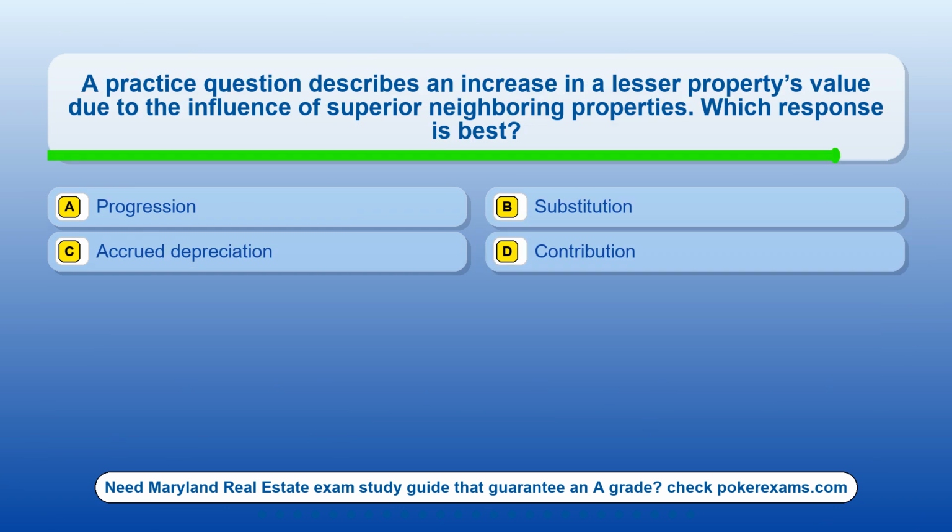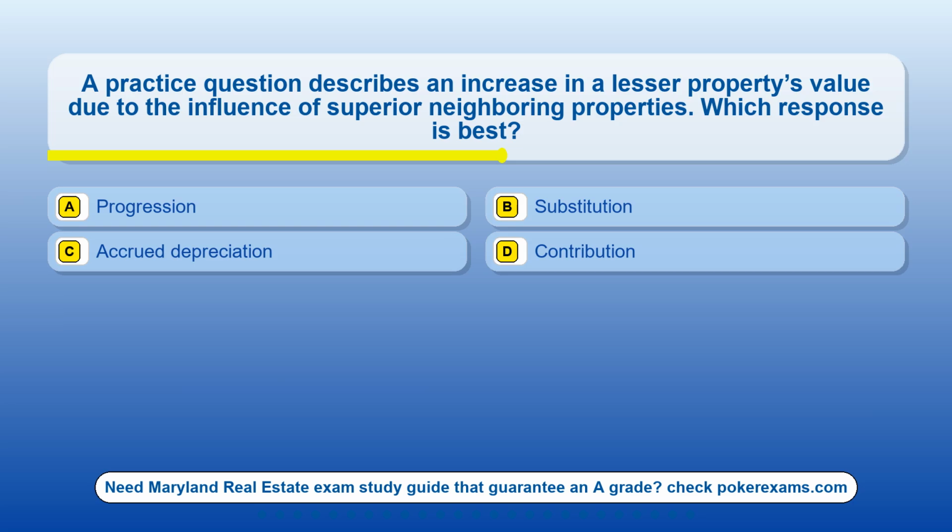Question 5. A practice question describes an increase in a lesser property's value due to the influence of superior neighboring properties. Which response is best? Option A, progression. Option B, substitution. Option C, accrued depreciation. Option D, contribution.